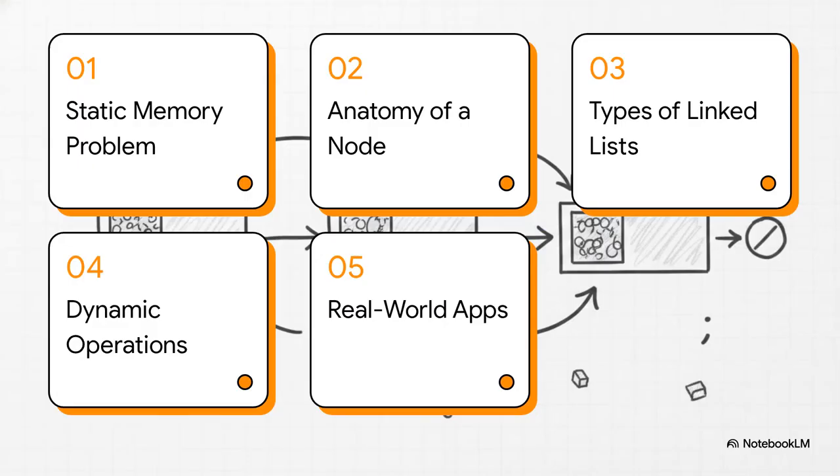So, here's our agenda for this explainer. First, we'll diagnose the static memory problem. Second, we'll zoom in on the anatomy of a node. Third, we'll look at the types of linked lists. Fourth, we'll get our hands dirty performing dynamic operations. And finally, we'll wrap up with real-world apps and the verdict.